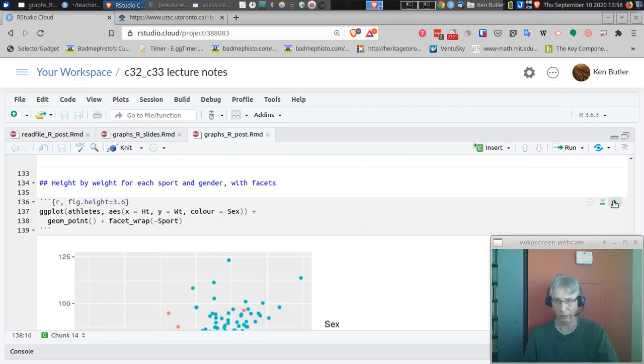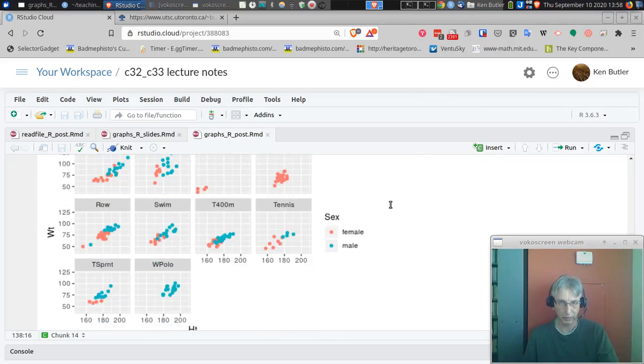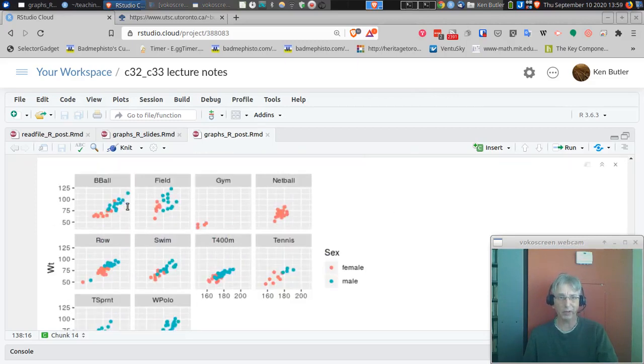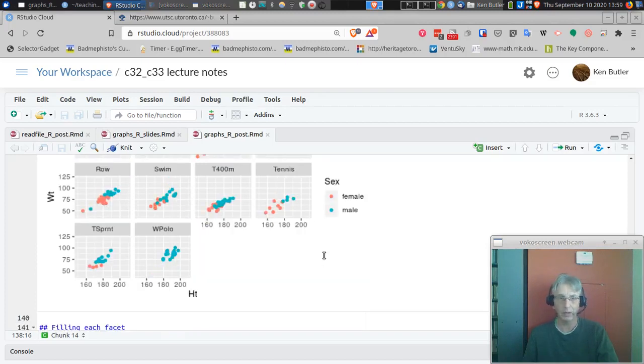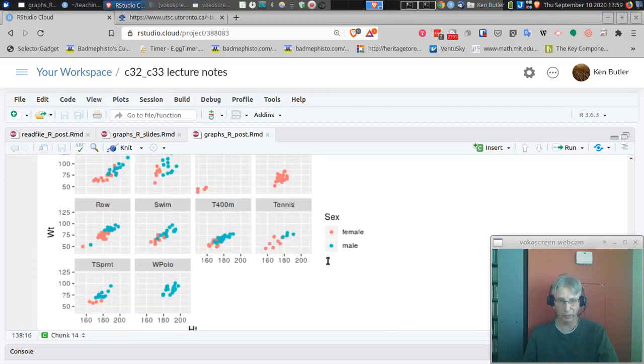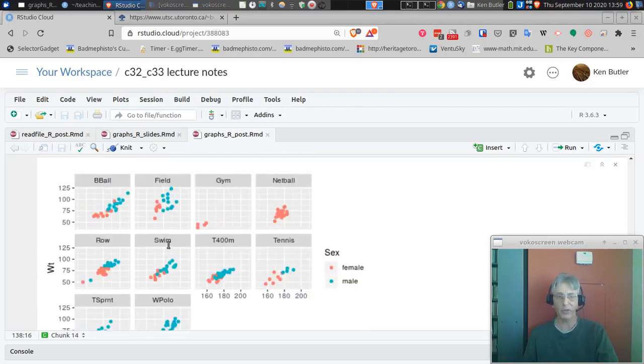I'm going to draw this graph first. And what you get is a separate little scatter plot for each sport. This is height and weight for males and females, just as before, but separately for basketball, field athletics, gymnastics, netball, etc. And there are 10 of these little graphs. And then you can look at these and you can say, is it true that taller goes with heavier within a sport? Or is it more naturally true that males tend to be bigger than females for most sports, which does seem to be the case?